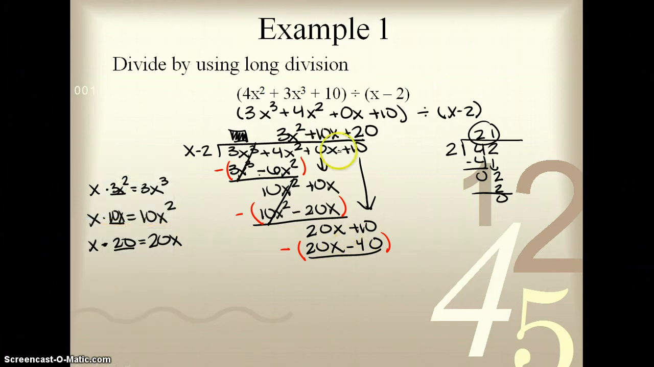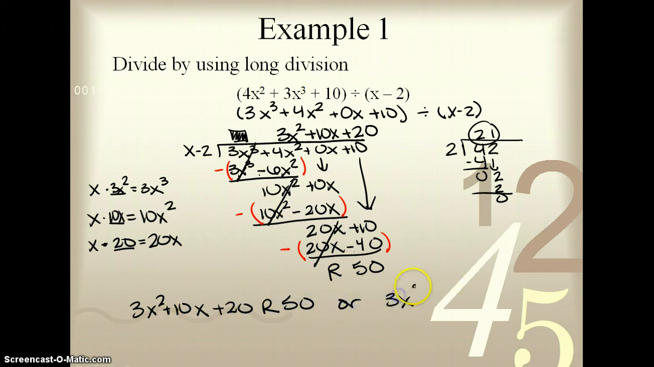Okay, so from here, you have 20x minus 20x, that cancels out. And then 10 minus a negative 40 would be a positive 50. This very last number is your remainder. So there's going to be two ways to write the solution. You can do 3x squared plus 10x plus 20 with a remainder of 50, or you can write the more complete solution of 3x squared plus 10x plus 20 plus 50 divided by x minus 2, which was the divisor. So both of those are considered correct solutions.